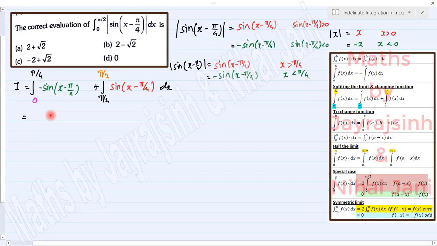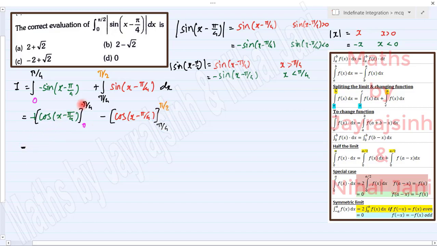Now we are ready for integration. Minus will be as it is, integration of sine is minus cos. So here we'll get cos(x − π/4), limit is from 0 to π/4. And in the second term, we will get −cos(x − π/4), limit is from π/4 to π/2.